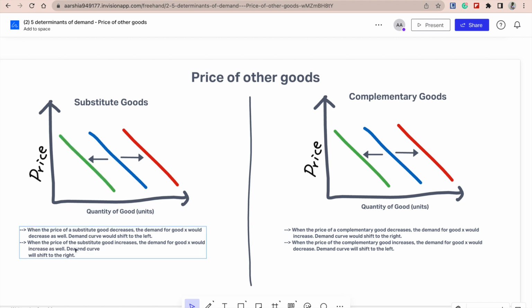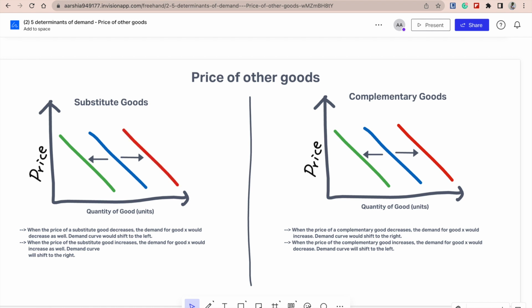Now, when the price of the substitute good increases, then the demand for good X would increase as well. So, following the previous example, if the price of apple juice were to increase, then the demand for milk would increase as well. Because with the increase in the price of apple juice, it's clearly a put off to customers because compared to milk, apple juice would seem more expensive, so they would opt to buy milk instead. And what this means graphically is that the demand curve for milk would shift to the right.